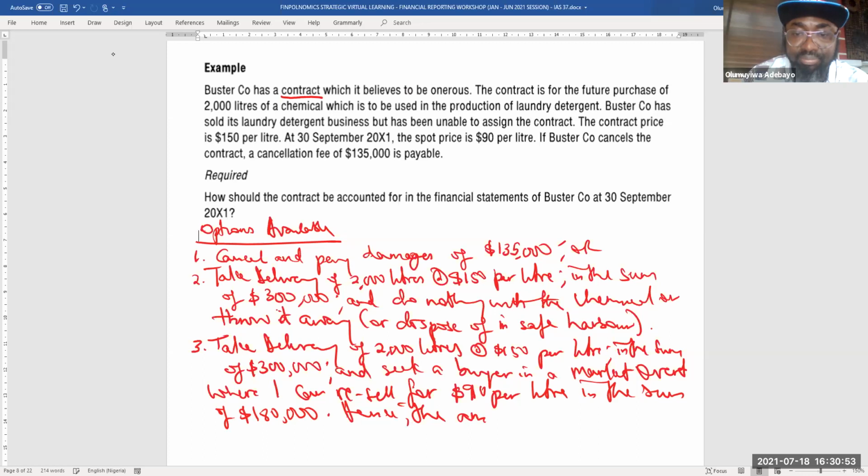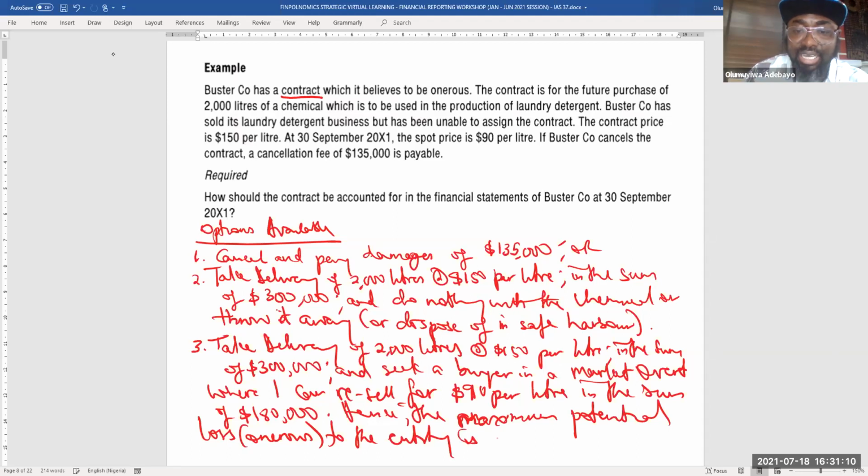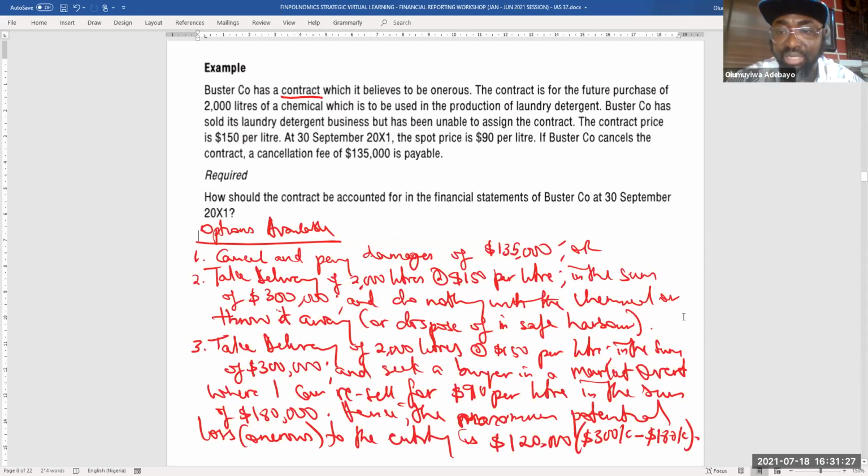Hence, the maximum potential loss, which is onerous to the entity, is how much? 120. How do you get 120? Difference between 300K and what? 180K. Now, you as a reasonable person, a rational CFO, which option will you advise your management to take? Is it the one that will bring about a loss of 135, the one that will bring about a loss of 300,000, or the one that will bring about a loss of 120,000? 120,000, of course.